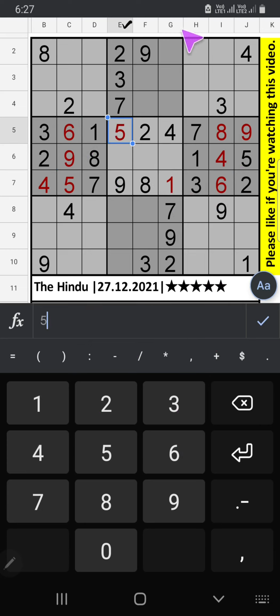In column E and column G we have already 7. Can't come in this cell. Can't come in this cell. Then 7 will be here. 3 is already here, can't come in this cell. It will come here. In the center grid only 6 is remaining. Then 6 will come here.